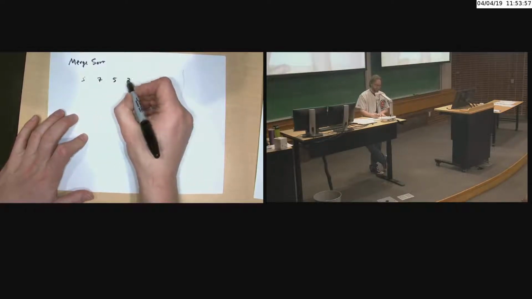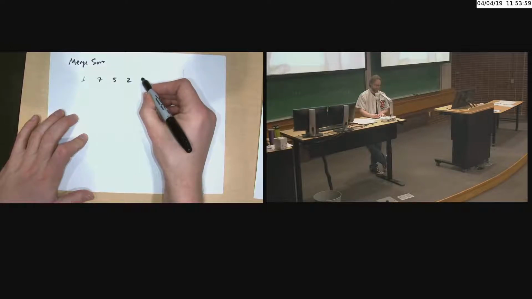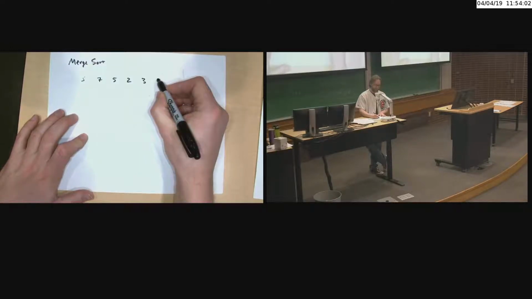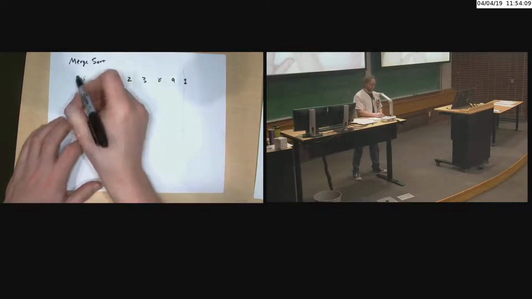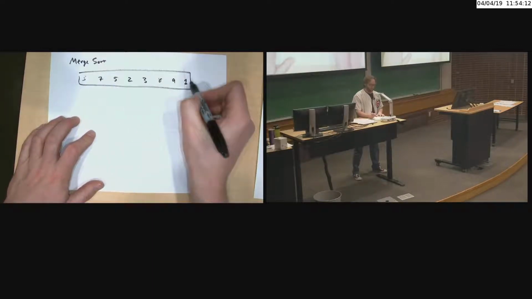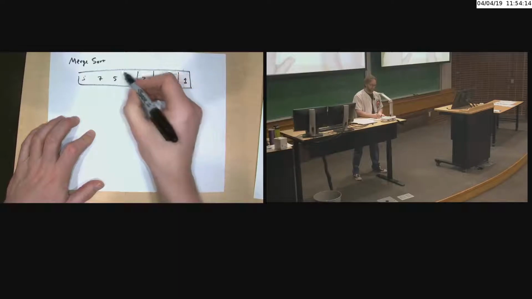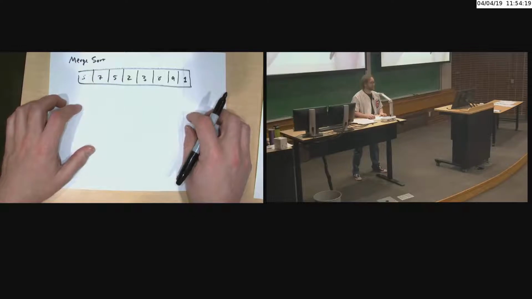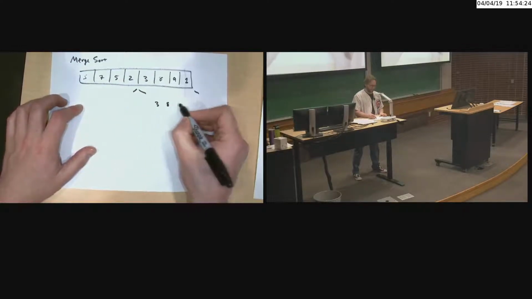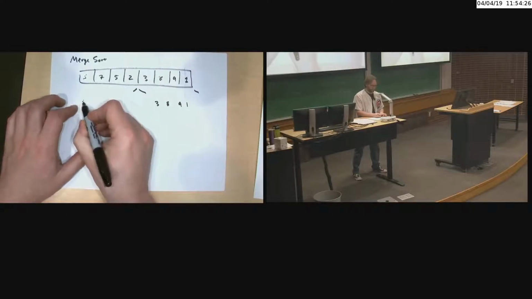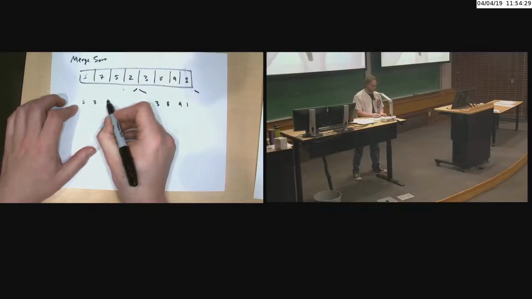Merge sort, the idea here is that, let me think of interesting random numbers here: 3, 7, 5, 2, let's double it up, 8, 9, and 1. There we go. This is my list of numbers, an array. The way merge sort works is by splitting it up. It's a divide and conquer algorithm. The first step is it divides it up into two lists: 3, 8, 9, 1 and 3, 7, 5, 2. I'm not going to write all of the lines anymore. So it splits it up into two lists.